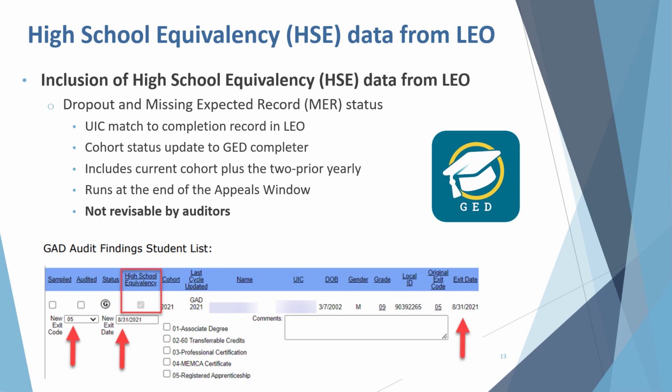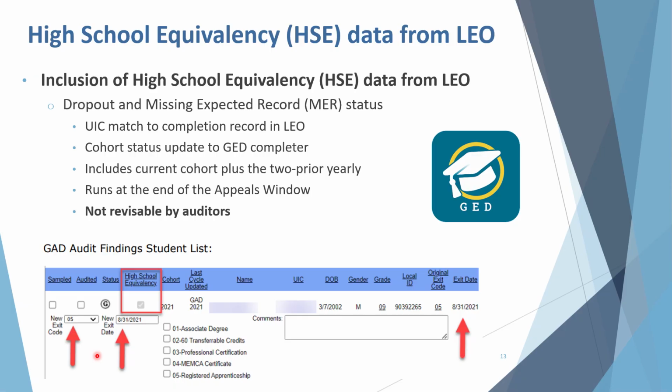You'll notice on the screen here, I have a screenshot of what it will look like in the GAD application if a student had been identified as receiving a high school equivalency. They will be coded as exit code 5. The exit date is typically the end of the school year. And then we'll have the checkbox selected under high school equivalency. And that's honestly, this checkbox and that exit code is your big indicator that we linked the data.